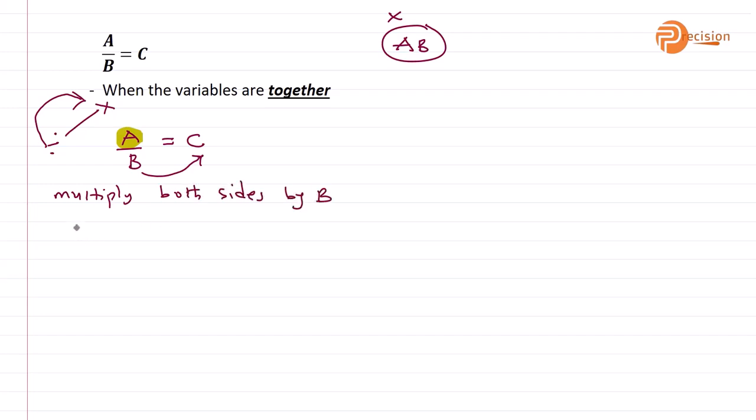So we now have a over b, which was what we had initially, multiplied by b on the left hand side, is equal to c multiplied by b on the right hand side. So we are multiplying both sides by b. Now when they multiply, you have something like ab over b, because a times b is just ab over b, equal to c times b is cb.